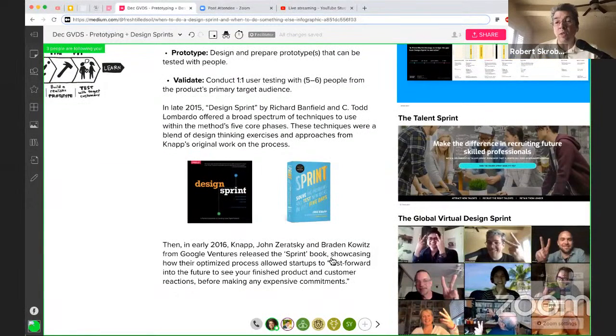So it's important to know that it's not just the sprint book itself that Jake has put out there, but Richard Banfield and Todd Lombardo also brought out one that had a spectrum of different techniques derived from the original design sprint process. They took from Jake's original blogs and expounded on it through their own experiences and their own exercises. Then in 2016, when Knapp, Zeratsky, and Kowitz put out their official sprint book, is where everything started to come together.